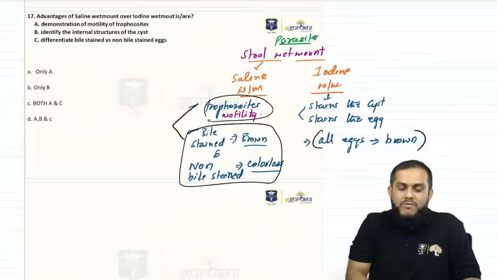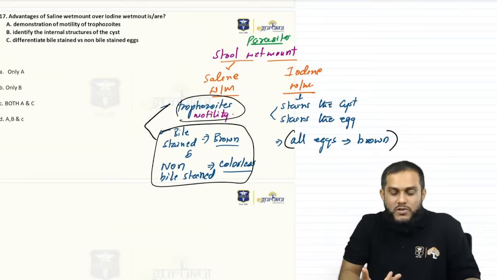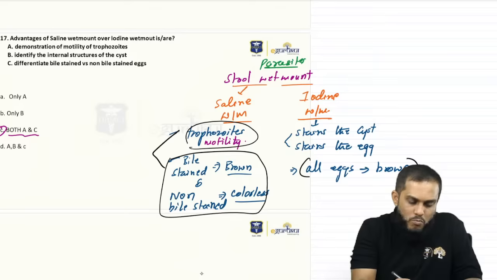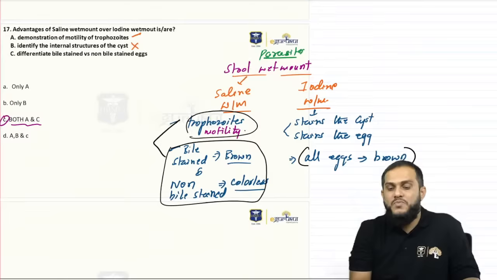Therefore, the two advantages of saline wet mount are that you can demonstrate trophozoite motility better than iodine wet mount, and you can differentiate bile stained from non-bile stained eggs. That's why the answer is option C, that is both A and C. Advantages of saline wet mount over iodine wet mount: demonstration of motility of the trophozoite, yes. Identify the internal structures better, no. Identification of internal structures better is done by iodine wet mount.